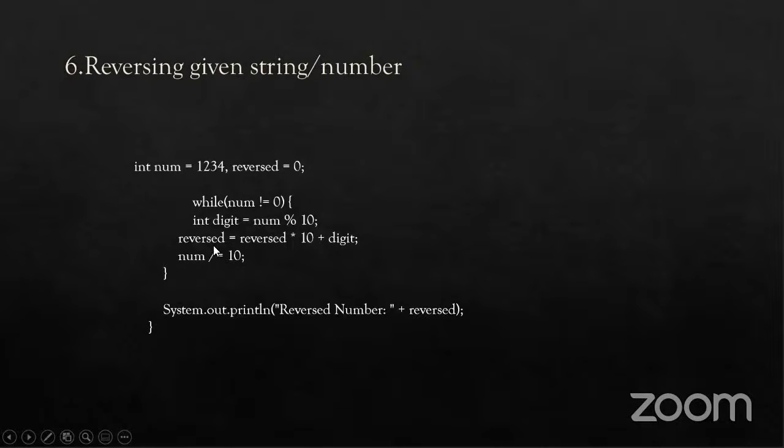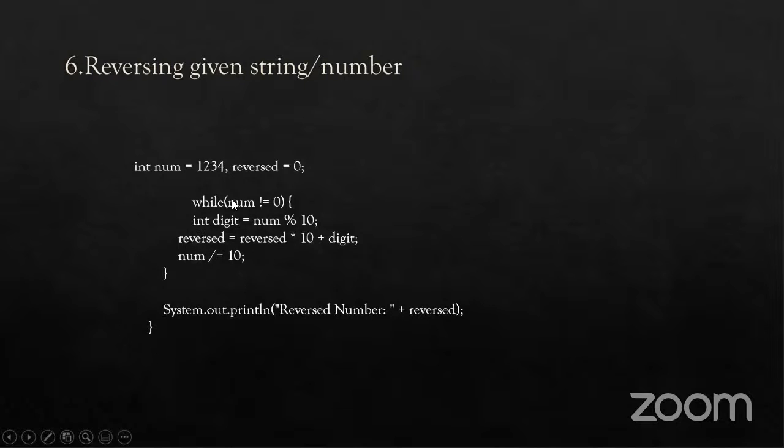And num by 10, that is, we need to get the quotient also, right? So we are doing num by 10 also. So now num is what? 1 2 3, right? The quotient. So in num we will get 1 2 3, and inside reverse we will get 4.